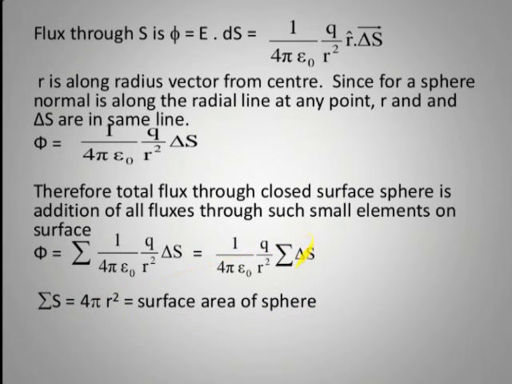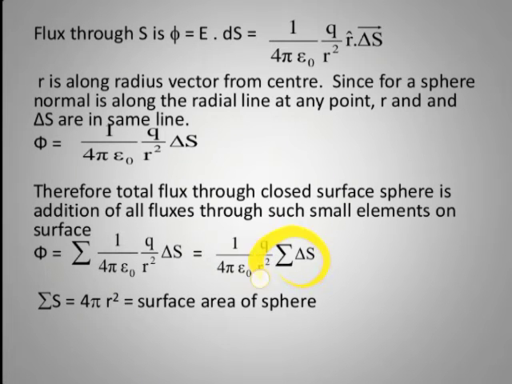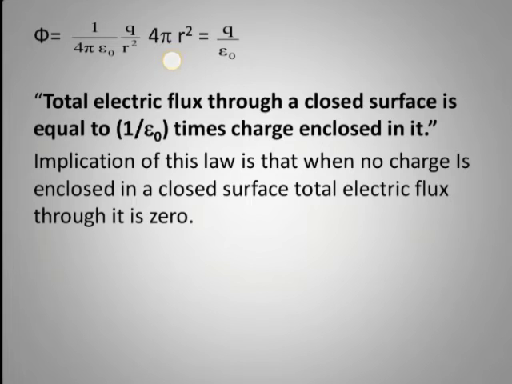Substitute this value over here. So what do you get finally? Phi is equal to 1 divided by 4 pi epsilon naught, q divided by r square, and if I consider this sigma delta s, summing up all of the entire surface area of the sphere, you would get 4 pi r square. Just substitute. Here, what is going to be cancelled? 4 pi r square, 4 pi r square. The remaining thing is q divided by epsilon naught.